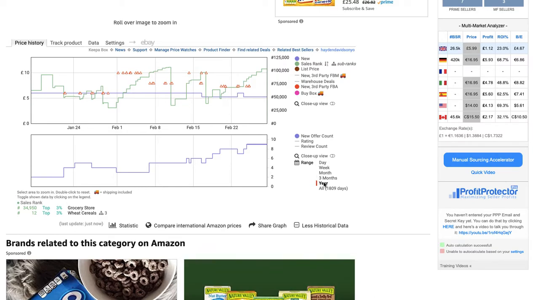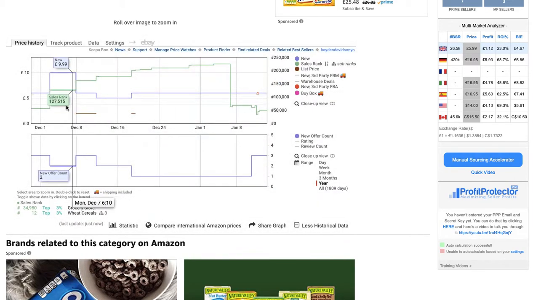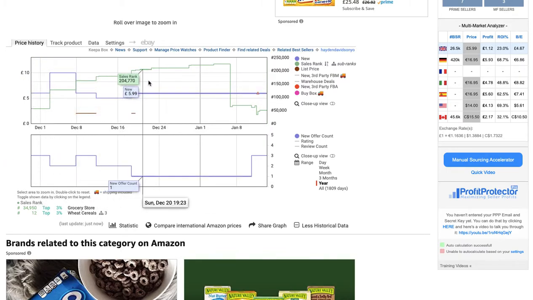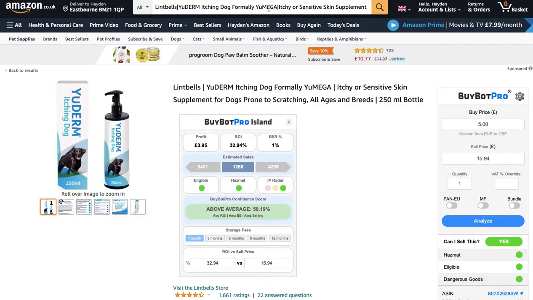But all you know is that if it's dropping in sales rank, then that means there's some sort of action happening on that graph. This means that it went from December the 1st to the 2nd of January with no sales. Up, drop, bam, we're back. We're back in business. Sales are starting to happen, okay? Let's look at another example here.